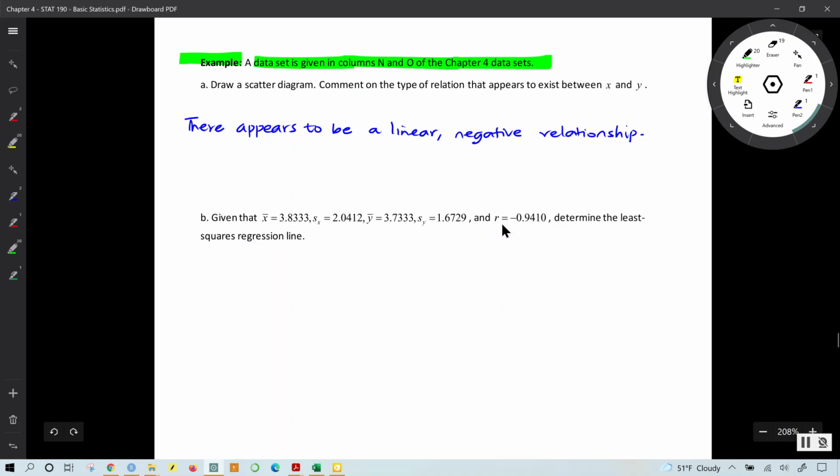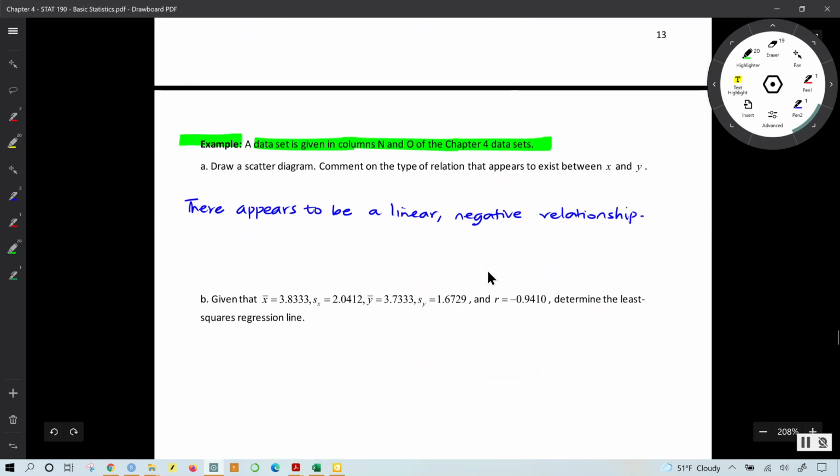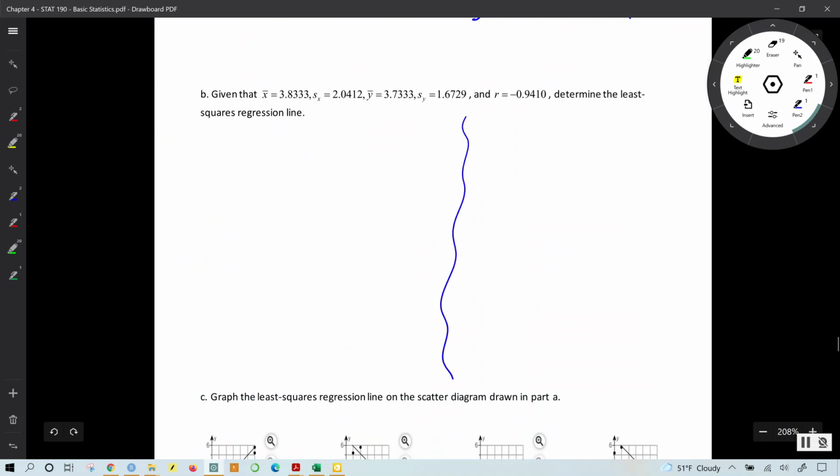I've been given r, the sample correlation coefficient, and I'd like to determine the least squares regression line. To do that, I'll remember that this is the true nature of the least squares regression line. So I'm going to write that first. So this is the goal. I'm going to split this into two.